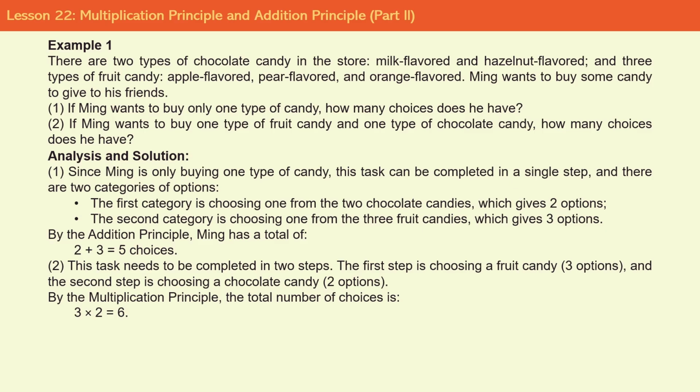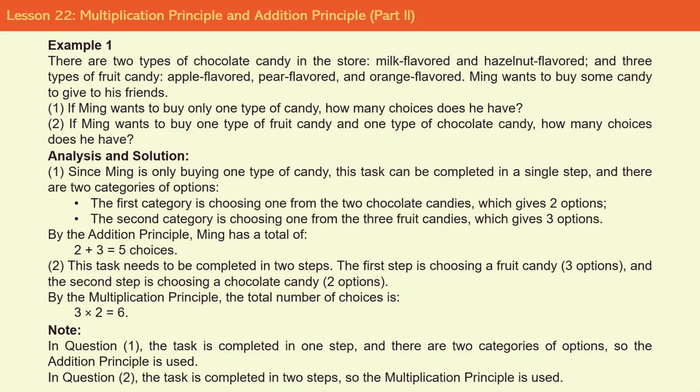For question 2, this task needs to be completed in two steps. The first step is choosing a fruit candy, which has three options, and the second step is choosing a chocolate candy, which has two options. By the multiplication principle, the total number of choices is 3 times 2 equals 6.